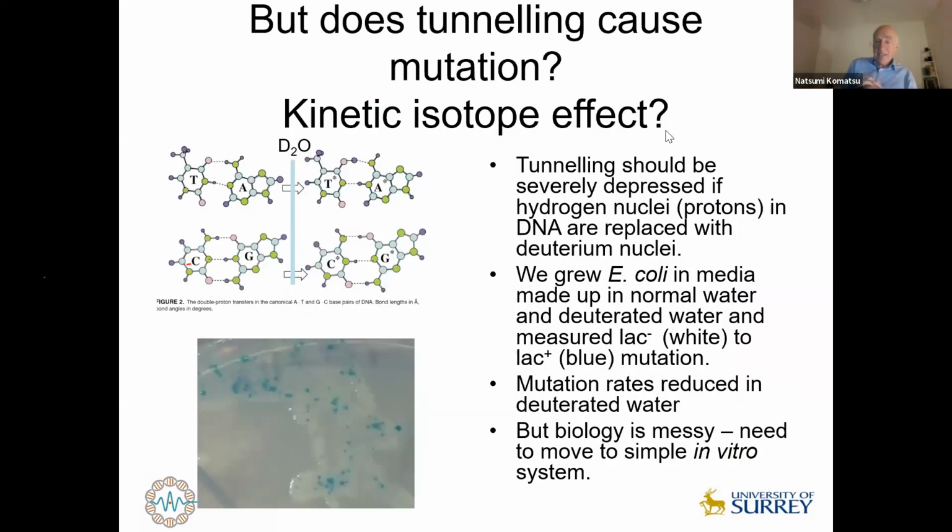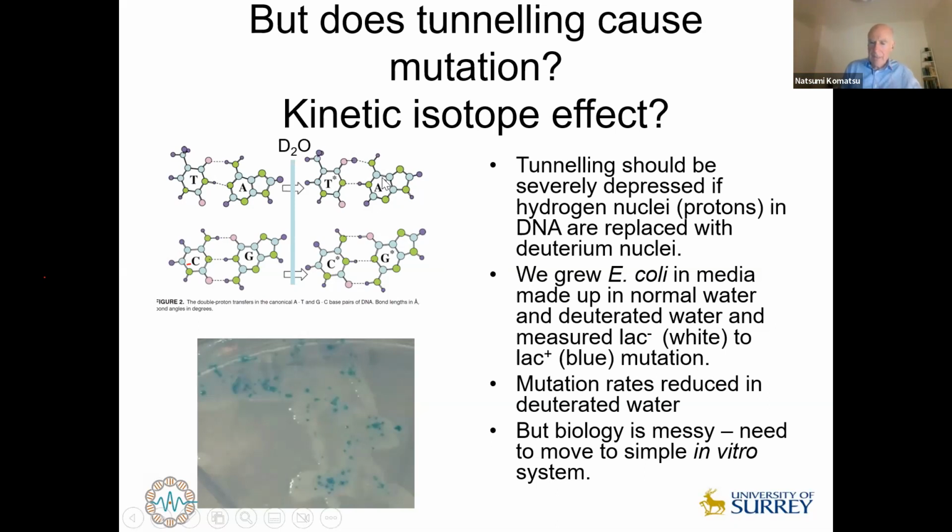And first we asked a very simple question: if we grow E. coli in ordinary water or deuterated water, would it make a difference to the number of mutants? And this is E. coli and the genetic system. These purplish dots are mutants, and you just count. A very simple experiment to do: grow E. coli in ordinary water, in deuterated water, and count the dots and see if there's any difference. So the idea again being that deuterium will at least freeze the transition between these two forms.